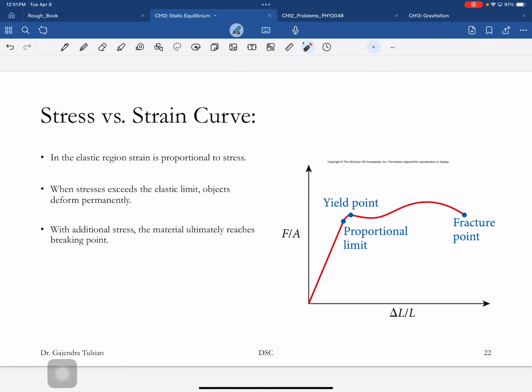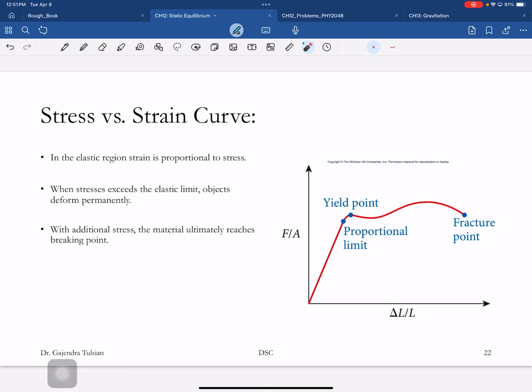Is Pascal the same as PSI, or is that something different? PSI is pounds per square inch. Pascal is the SI unit. In terms of their equivalent, essentially, dimensionally they're the same. Yeah, they're different units.